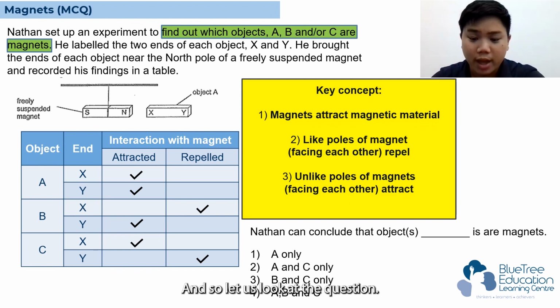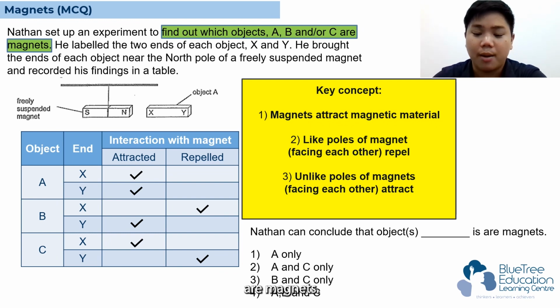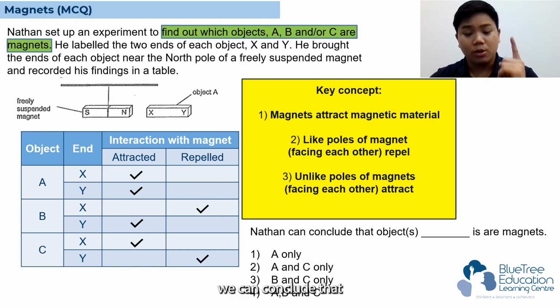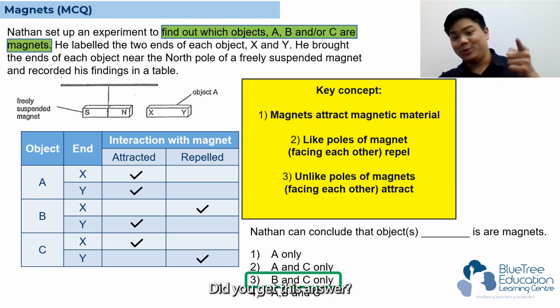And so let us look at the question. Nathan can conclude that which objects are magnets, right? So based on the table and the interaction between the objects and the magnet, we can conclude that B and C are magnets. Did you get this answer?